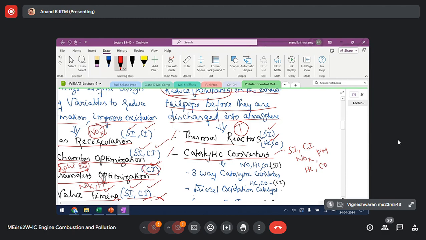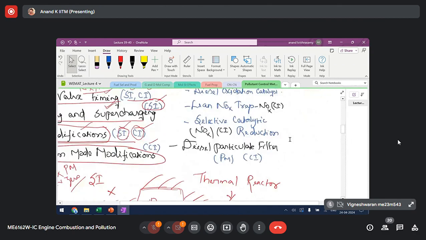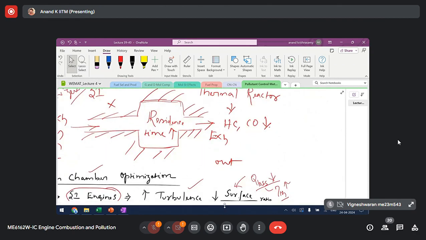All the four primary pollutants in both the SI and CI engine can be controlled through the catalytic route. So this is one of the most effective routes, and this option is not generally used now. It has been taken over by the catalytic converter. But just to understand the principle, I have listed it out here. Now let us quickly look at what this thermal reactor is, which is applicable for spark ignited engines.